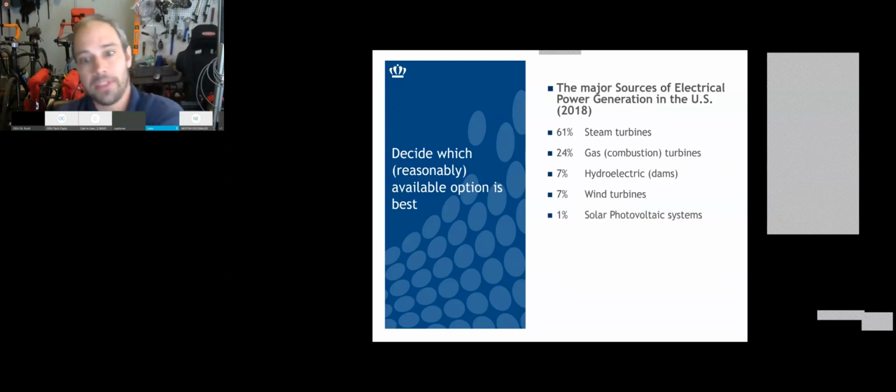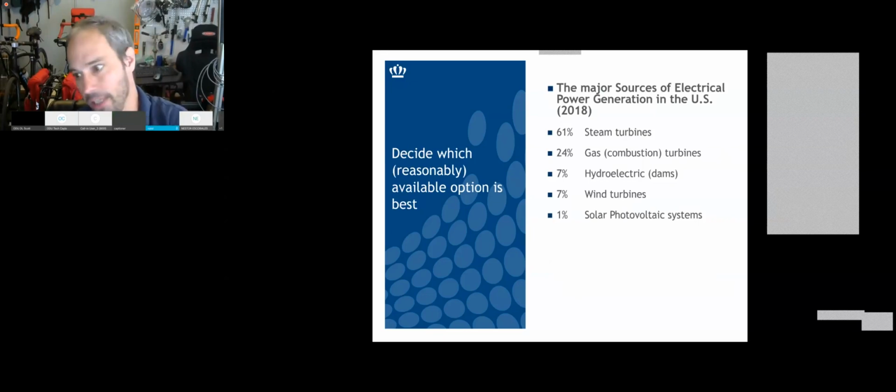And then right now, it's only 1% solar photovoltaic systems. It's getting better. We're going to have more of those, but we don't have those yet. It's just a matter of cost of production, right? What's reasonable? So looking at all these things right here, we need to figure out what is the best option, or maybe pick two options and then try and go from there.